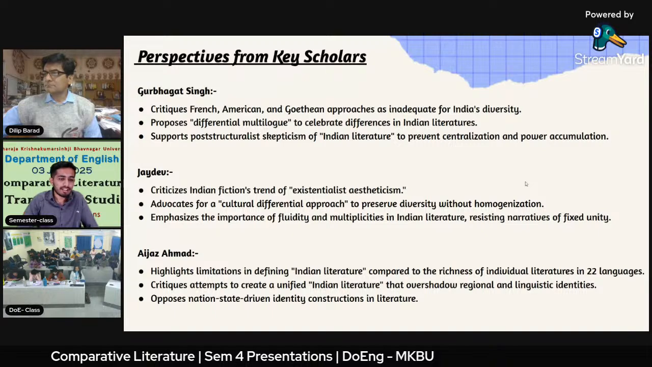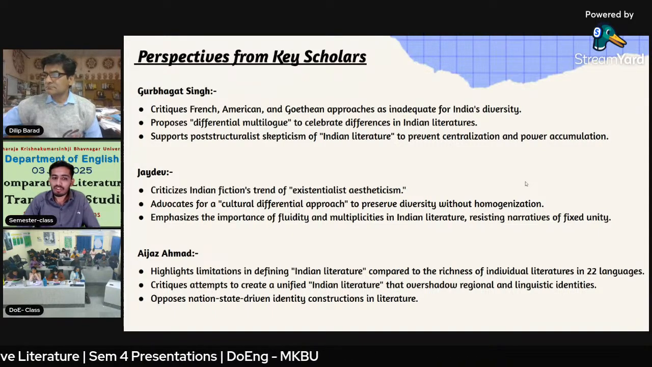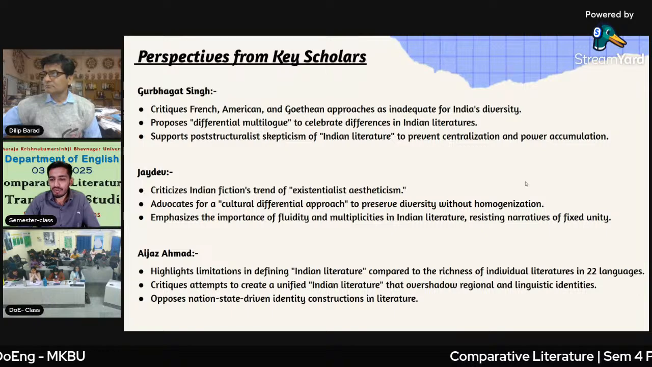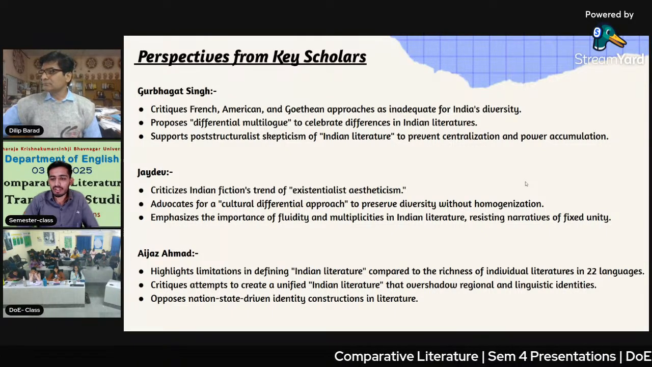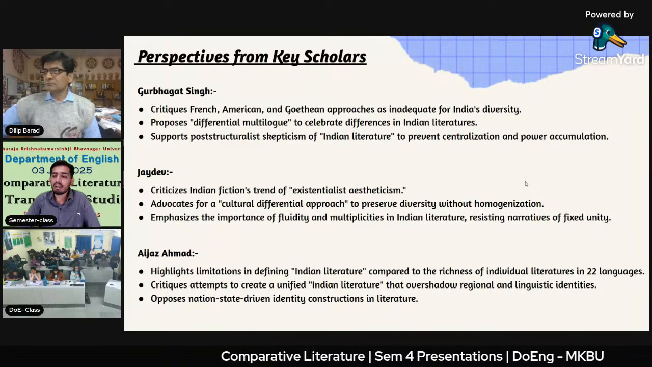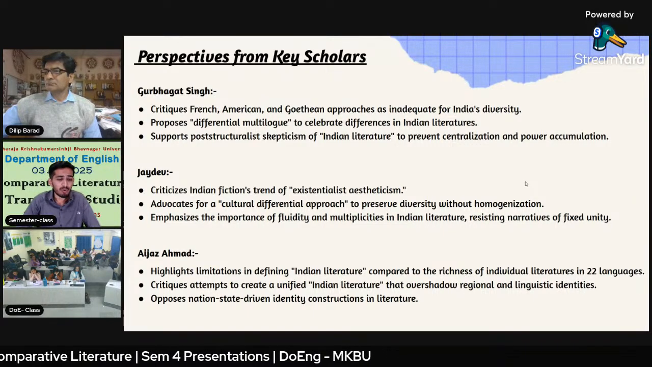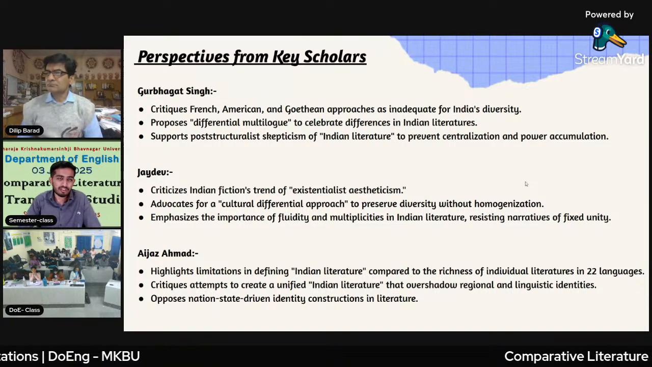Last is Aijaz Ahmad. He highlights the limitation in defining Indian literature compared to the richness of individual literatures in 22 languages, that is, India's 22 officially recognized languages in the constitution. And he opposes nation-state driven identity construction in literature.